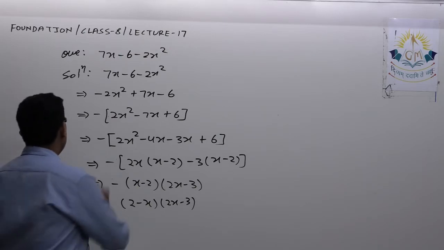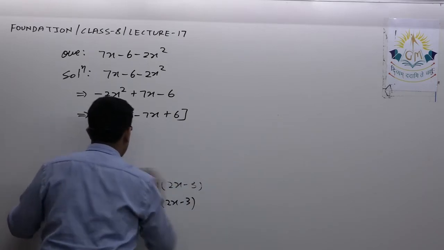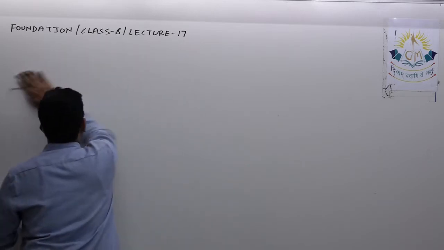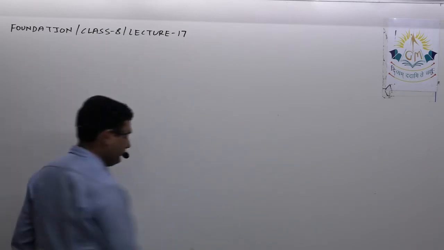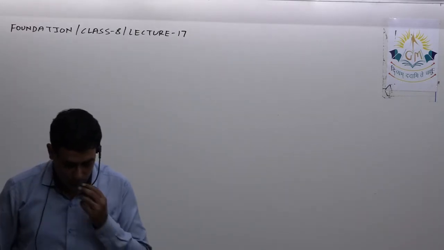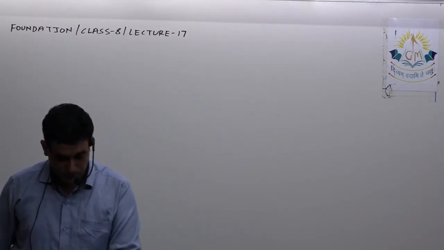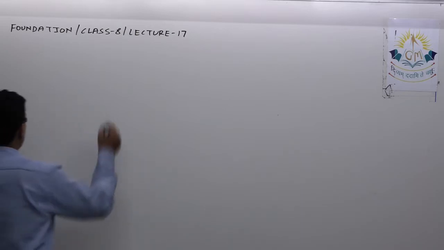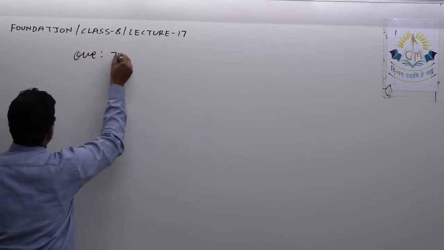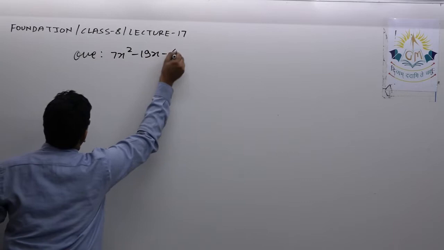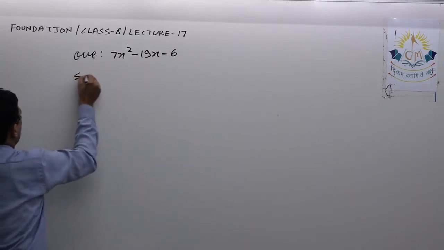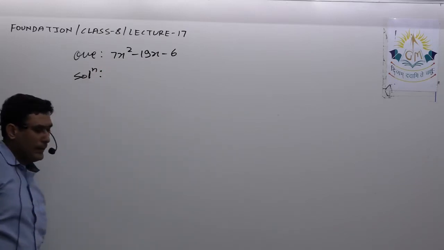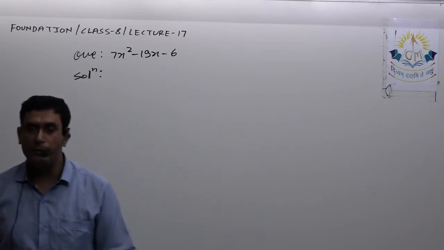Okay, now let us see the next question. The next question is 7x square minus 19x minus 6. 7x square minus 19x minus 6. Okay, so let us see its solution. Before I give you its solution, I am giving you time to think about how you will proceed, then I will give you its solution.